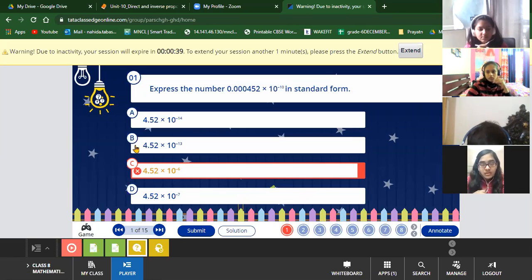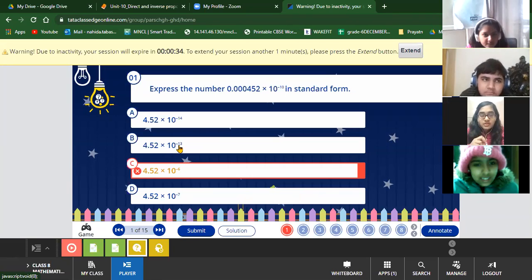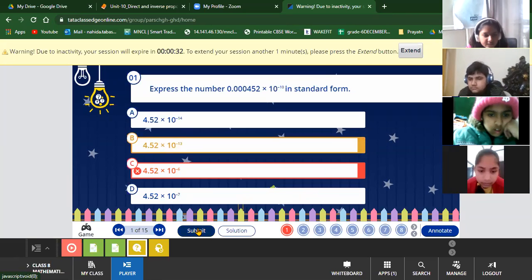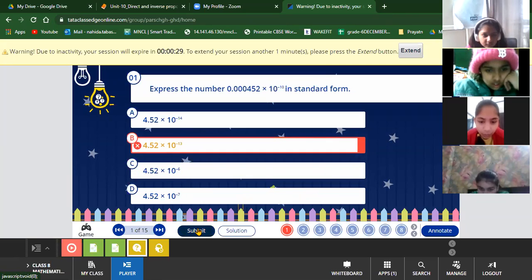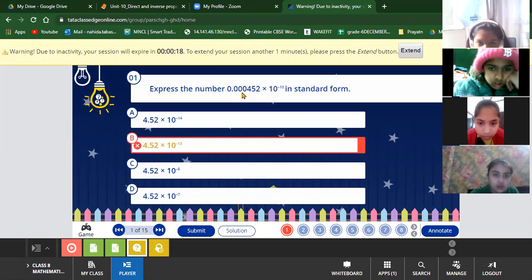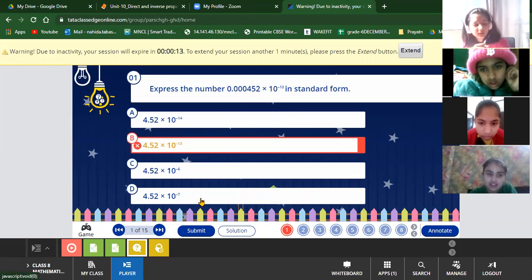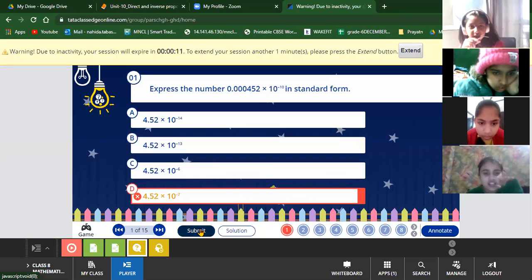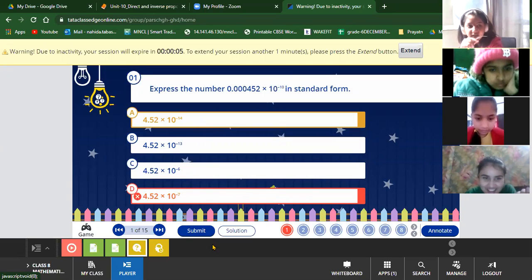Yes, Gurma, it should be B. Okay, let's check with B. No. Gurma, it is D, because 13 units are not there in the number. Listen, you need to make it a number as 4.52. So how many places you just need to shift? Gurma, it should be A, because we'll first move 4 places, and then minus 10 plus minus 4, it will be minus 14.